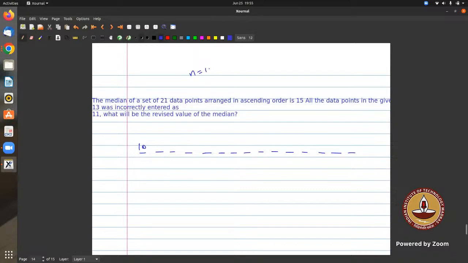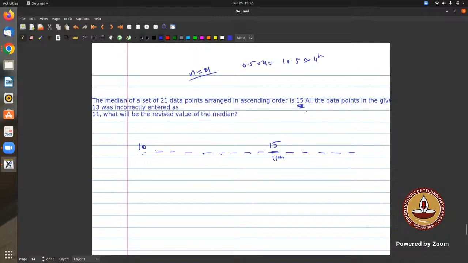Is it 15, sir? It is 11, because 0.5 into 21 is 10.5, right? So the 11th observation: 1, 2, 3, 4, 5, 6, 7, 8, 9, 10. So what is my 11th observation? It is 15. All the values are greater than 10, and the 11th observation is 15.